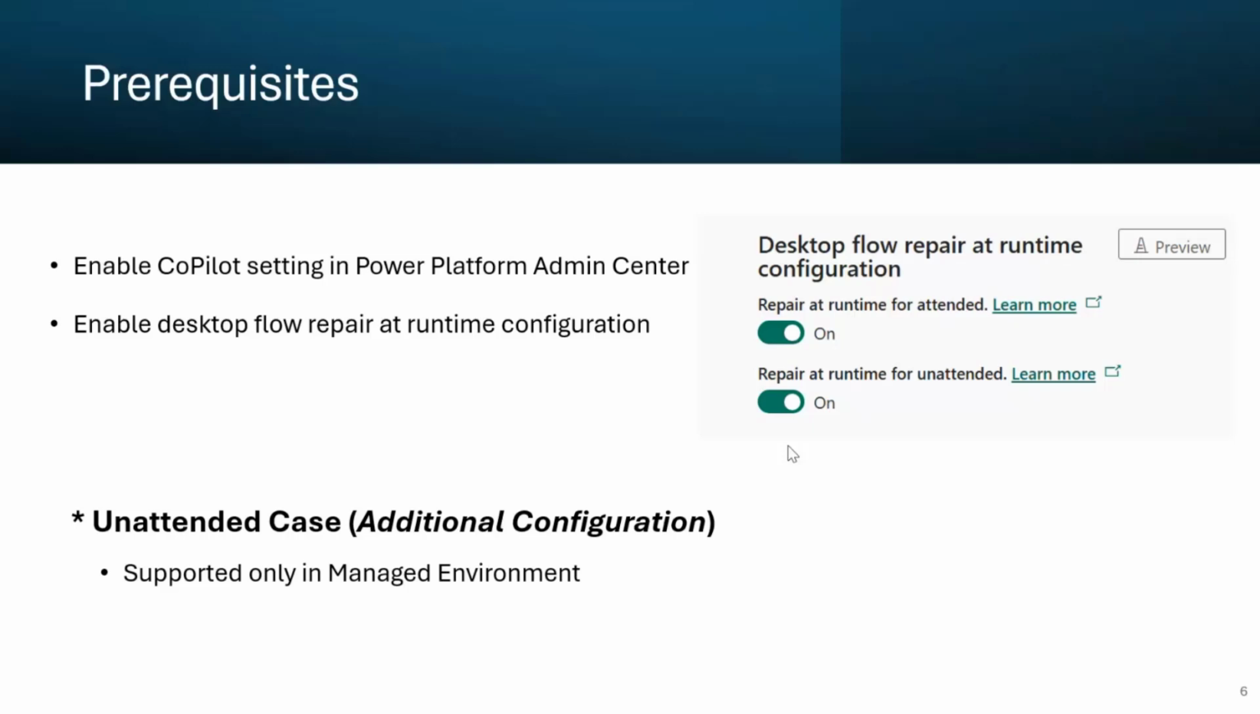To use this feature, we must enable some configuration settings in the Power Platform Admin Center. The two important settings that we should enable are, first, the Copilot setting, and second, the desktop flow repair at runtime configuration. We have a separate setting for attended and unattended runs. One important thing to note here is that we need to enable the Power Platform environment as a managed environment to make this feature work in unattended mode scenarios.